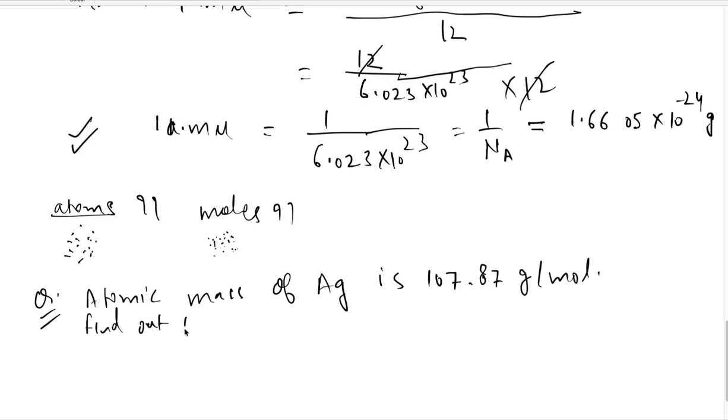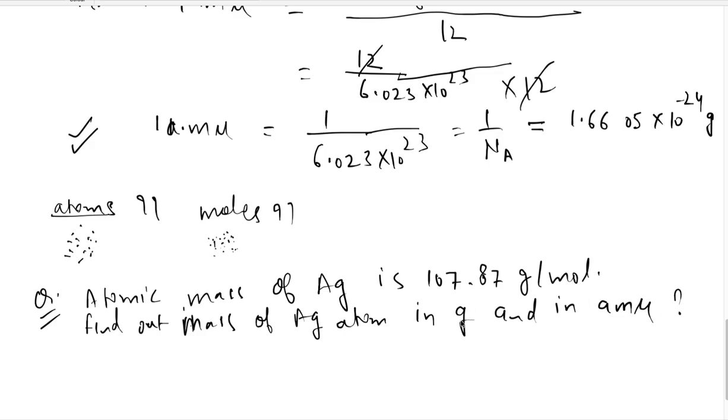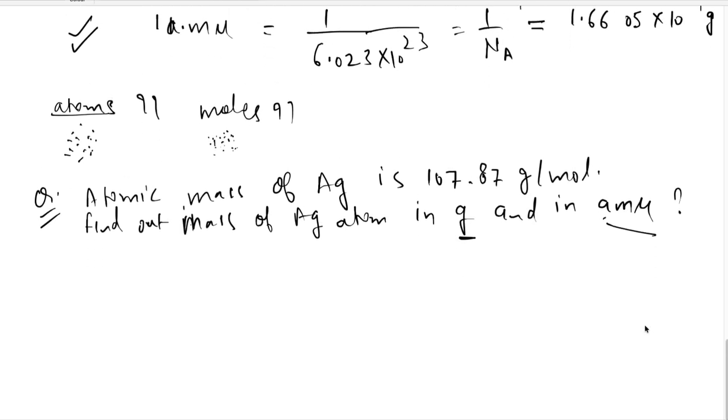Find out the mass of silver atoms in gram and in AMU. Atomic mass is already given. We have to find out its mass in gram and in terms of AMU. So how to start with this?